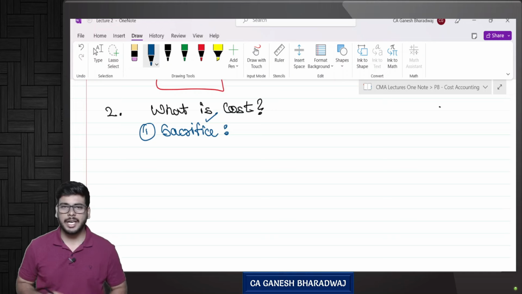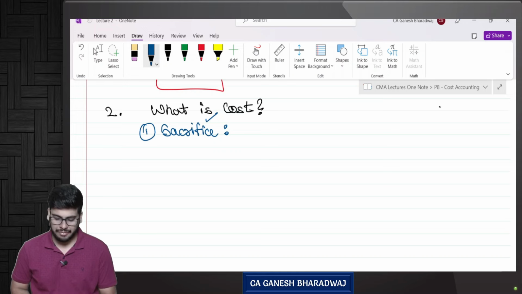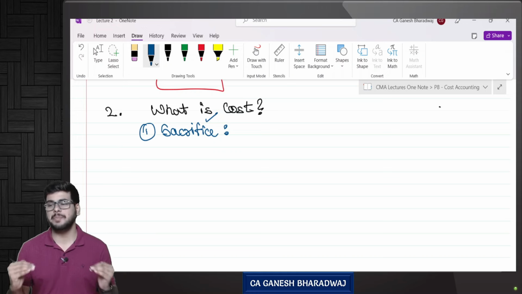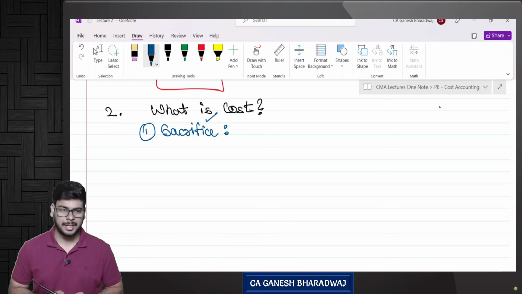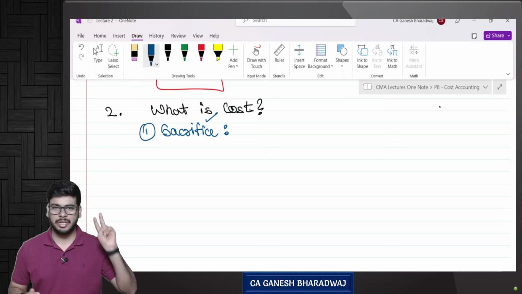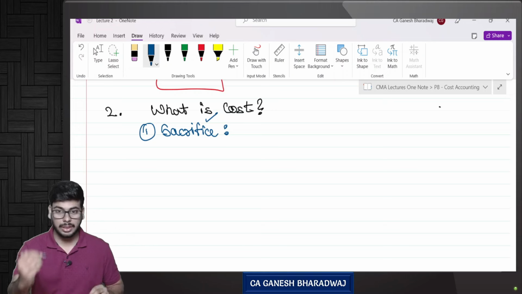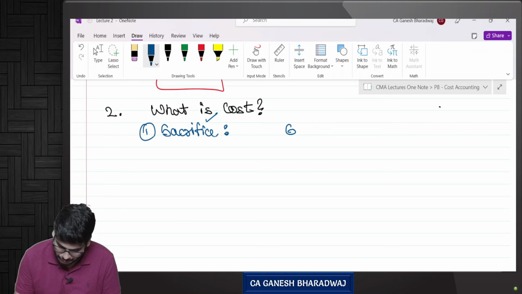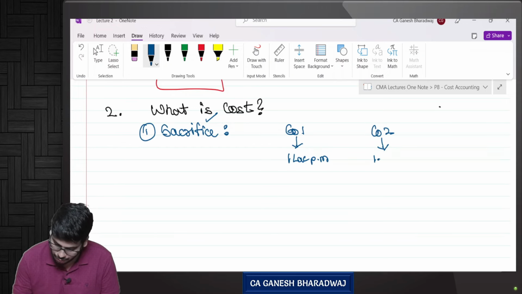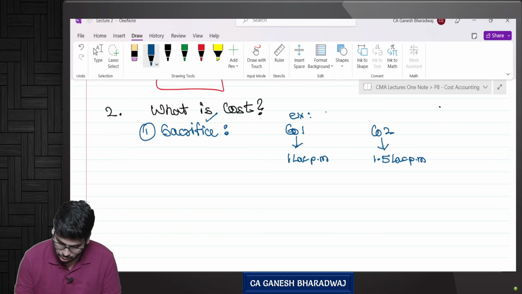Yes. Now, let us say you have qualified CMA. You are sitting in a campus placement. In a campus placement, typically many companies will come and you are giving interviews. Let us say you have given interviews in 2 companies and both the companies have selected you. Let's say company 1 is offering you a salary of 1 lakh per month, and company 2 is offering you a salary of 1.5 lakh per month. I'm just taking an example of campus placement.